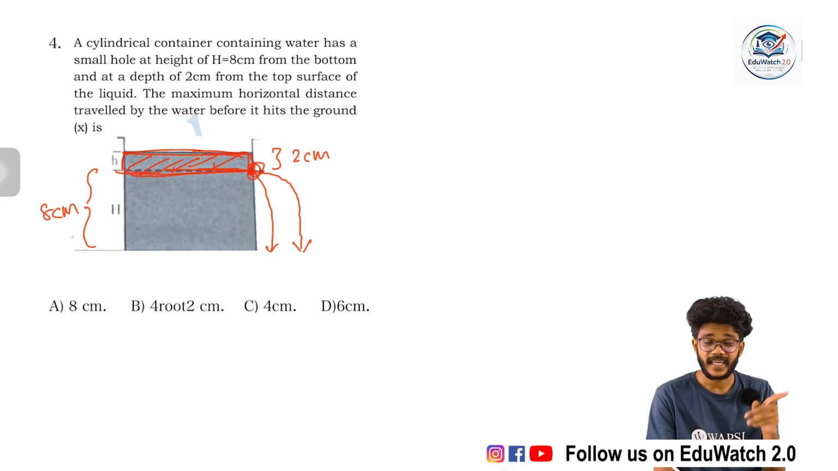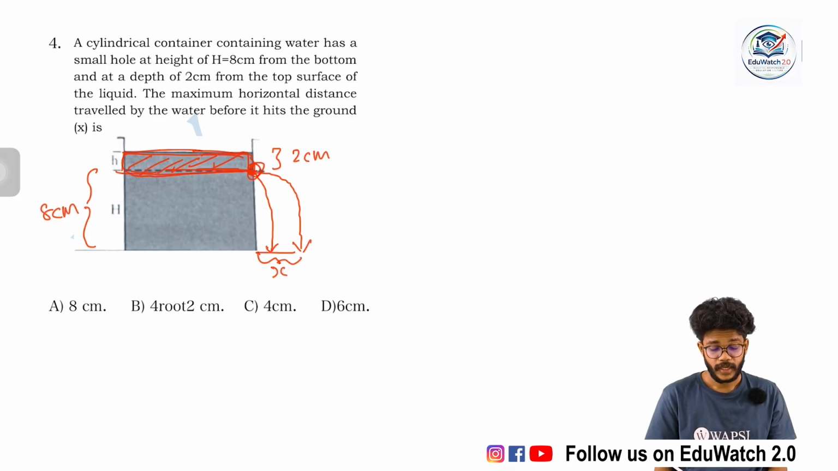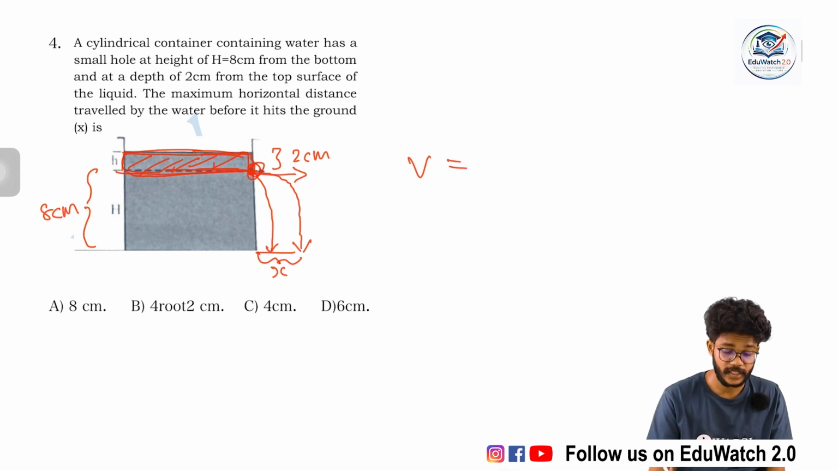Okay, so they are asking about this distance x. We need to find that x. So what are the minimum quantities which we need to calculate that value x? To calculate x, we need to know the ejecting velocity, and the time taken by the particle to reach from here to here.